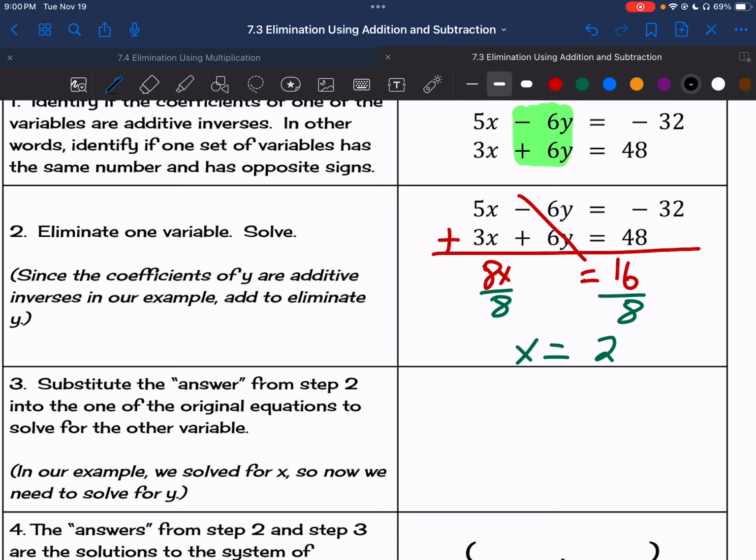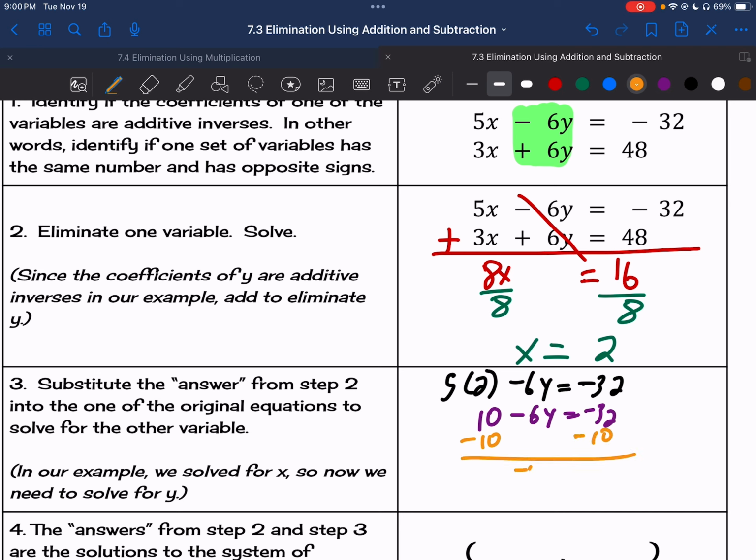Which equation I use doesn't really matter, so I'm going to use the top one. 5 times 2 minus 6y is equal to negative 32. Now, my next step is to multiply. So we've got 10 minus 6y equals negative 32. We're going to subtract 10 from both sides. Negative 6y is equal to negative 42.